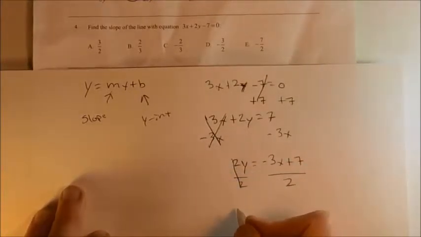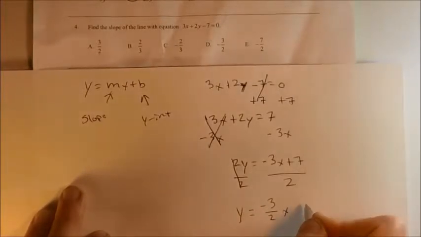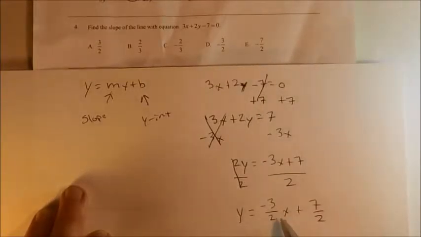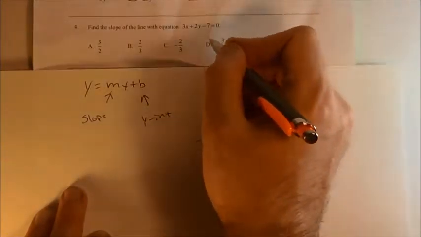Those cancel out. And this is just y equals negative 3 over 2 x plus 7 over 2. And let's see, where's my slope? Which of these is my slope? It's whatever's the coefficient in front of the x. So that will be your slope. So negative 3 over 2, right there.